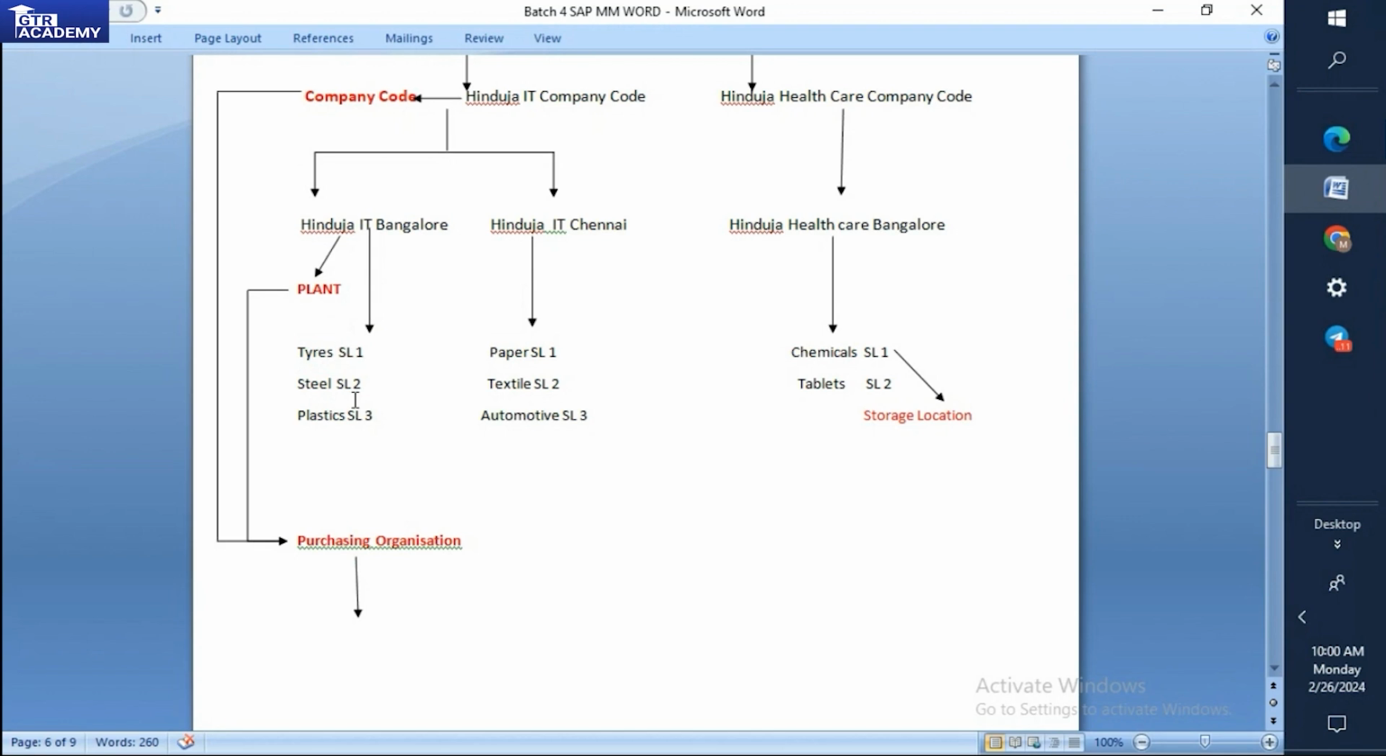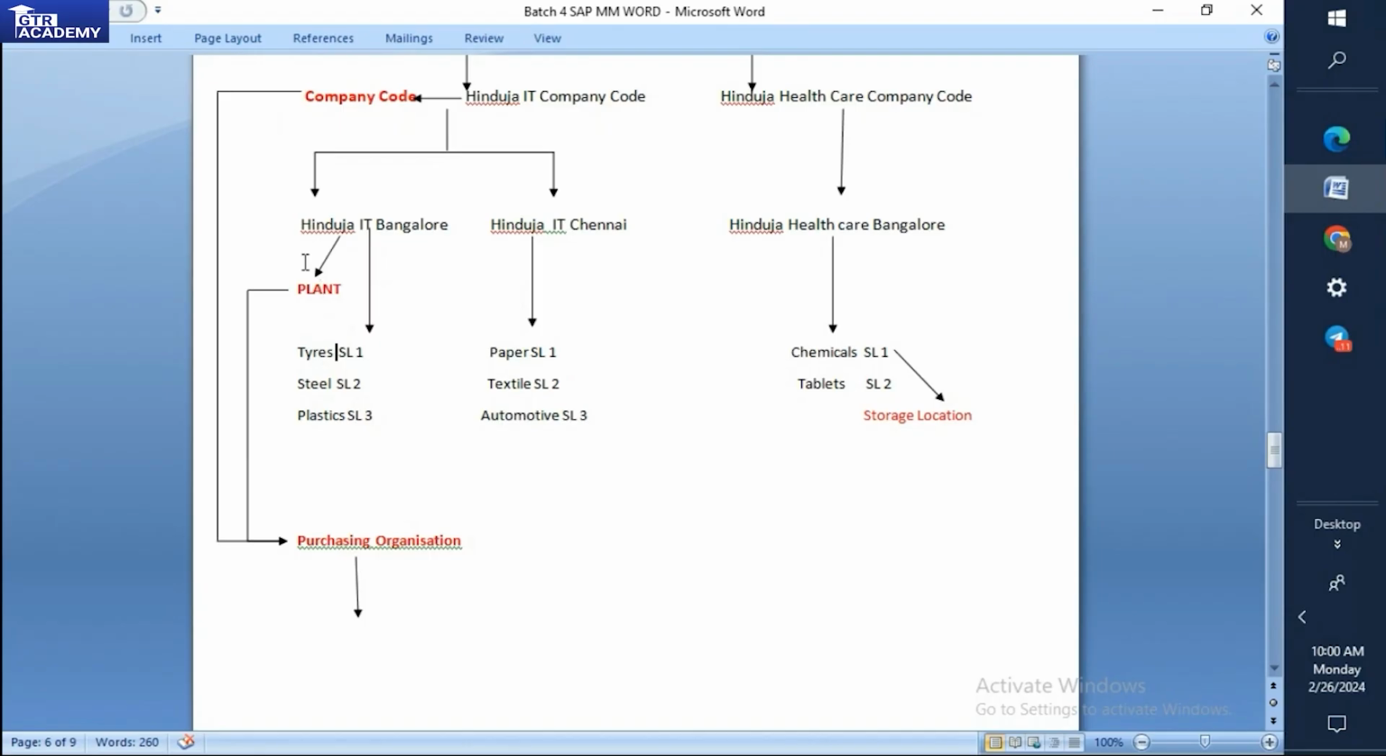I have one question. In the plant, if in one location there are different plants, should we maintain different storage locations, or do we have to maintain more plants in one location?